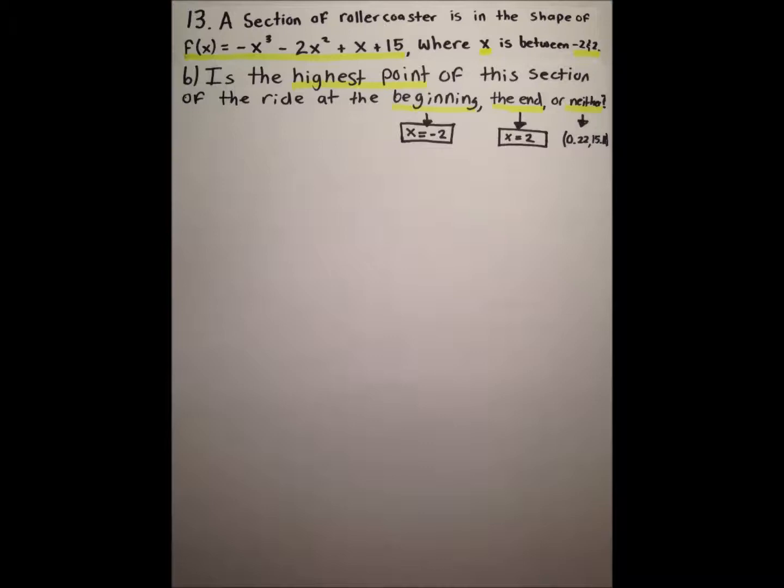So now we need to plug in these x values into the original equation to find the corresponding y values, and then compare these corresponding y values to the y value of the local max. If one is greater, then that point is the highest point the roller coaster reached. If not, then the local max is the highest point the roller coaster reached.